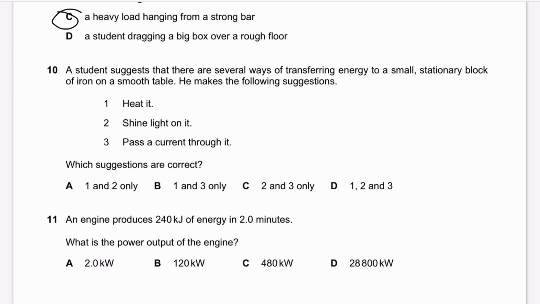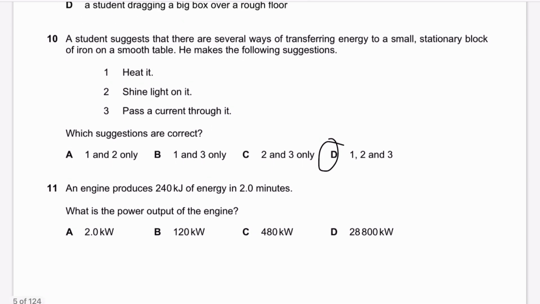Number 10. A student suggests that there are several ways of transferring energy to a small stationary block of iron on a smooth table. He makes the following suggestions. Heat it, shine light on it, pass a current through it. Which suggestions are correct? Once you heat it, it's going to gain heat energy, so energy will be transferred to it. So yes. Shine light on it. Obviously, from the photoelectric effect that we studied, if you shine light on it, it will cause what? Photons. Photons will be gained by the iron atoms, which will cause the electrons to get excited and move to high energy orbitals. So it is obviously gaining energy. It will also become hot. This also gains energy. Pass current through it. Obviously, if you pass current through it, it will heat up, and that will also cause a transfer of energy. So the answer is, all of them are correct. So the answer for number 10 will be D.